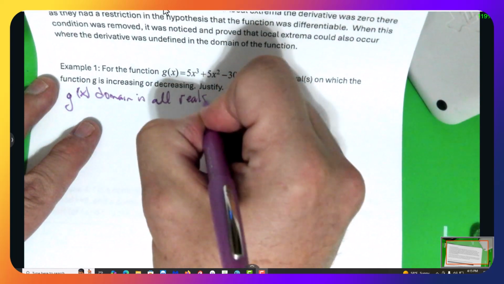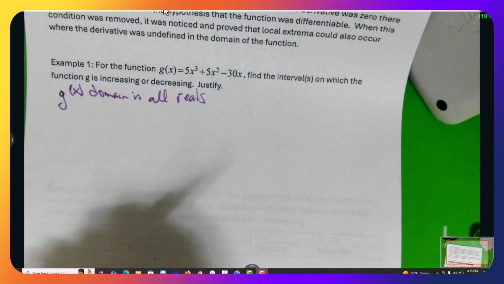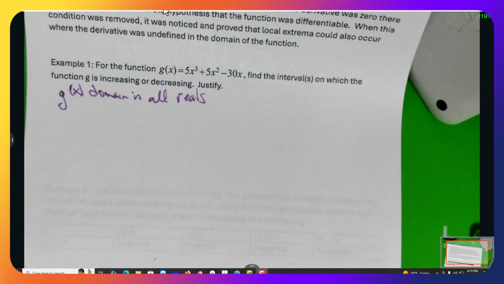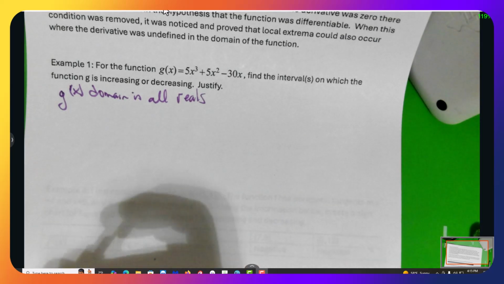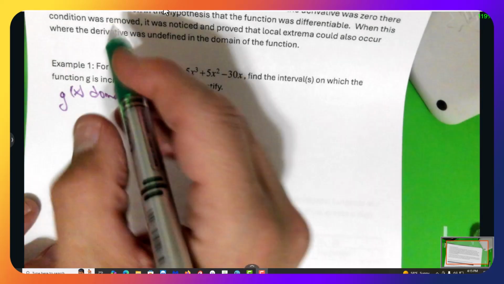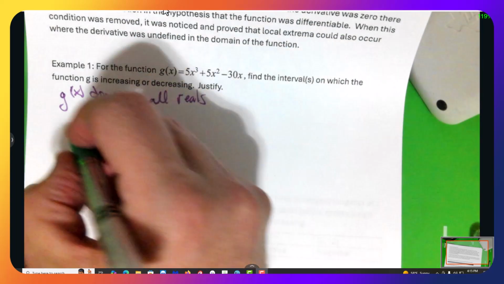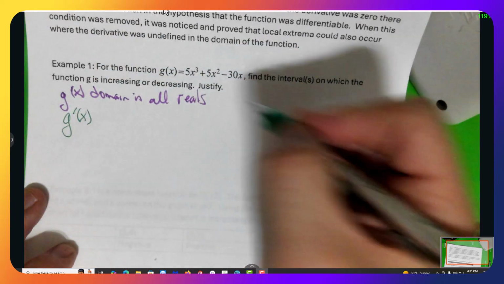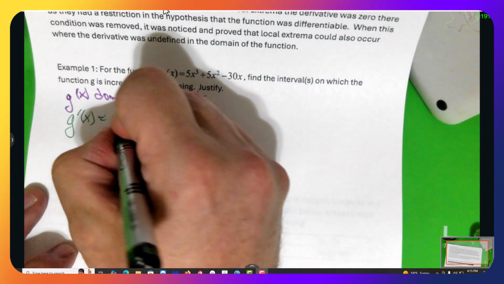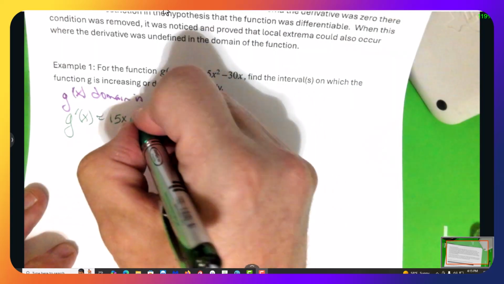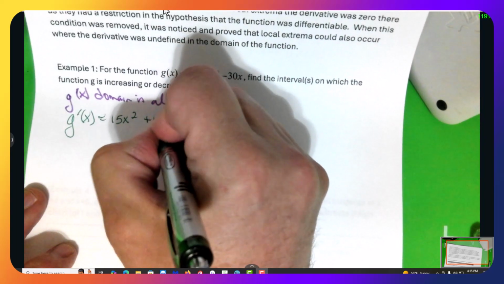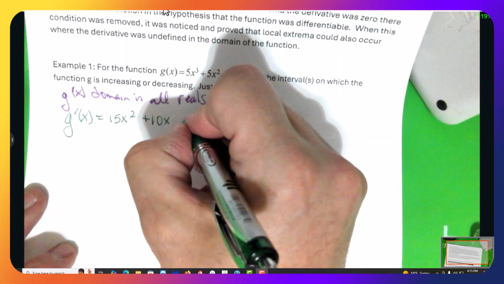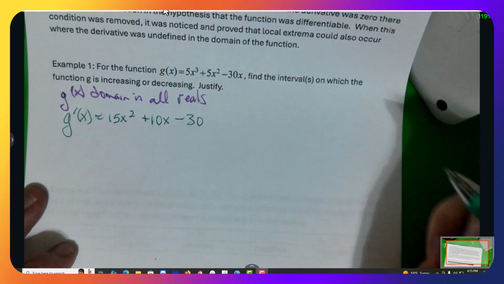So the first order of business is we want to just look at finding intervals of increase and decrease. Okay, so here we go. We want to find the critical points of g. So I start by finding the derivative of g. And let's see, we'll have 15x squared plus 10x, and we're going to subtract off 30.